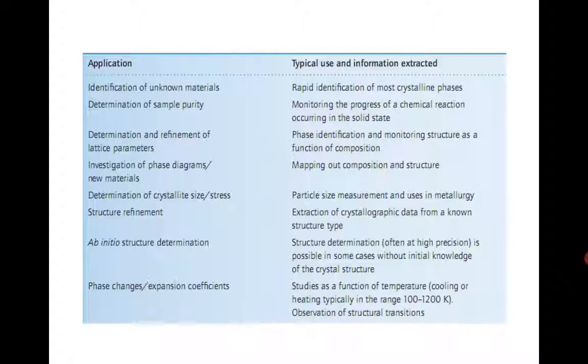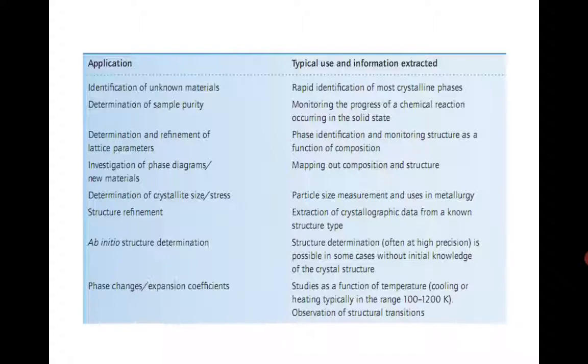The powder method is used in the identification of unknown materials and in determination of sample purity, and determination and refinement of lattice parameters. It is also applicable for investigation of phase diagrams, investigation of new materials, determination of crystallite size, structure refinement, ab initio structure determination, and in phase changes and expansion coefficients. Now these are the typical uses and information extracted from this method.